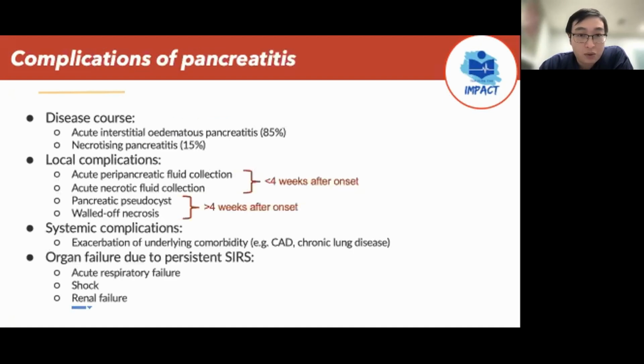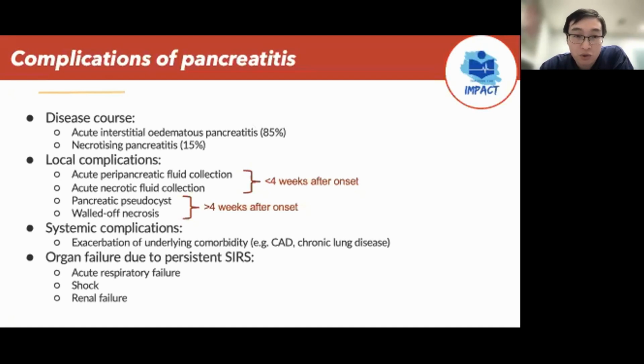Cool. Okay, so moving on. Complications of pancreatitis. About 80% of patients with acute pancreatitis have mild disease, and these patients tend to recover in about 3 to 5 days without complications or any organ failure. But about 20% of patients have moderate to severe disease, and these are the patients who tend to present with local or systemic complications, or in extreme cases go into organ failure.